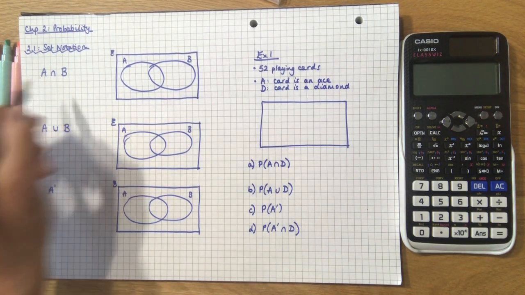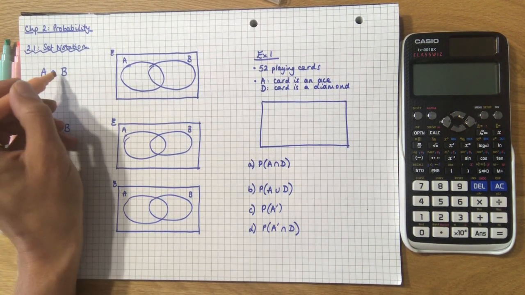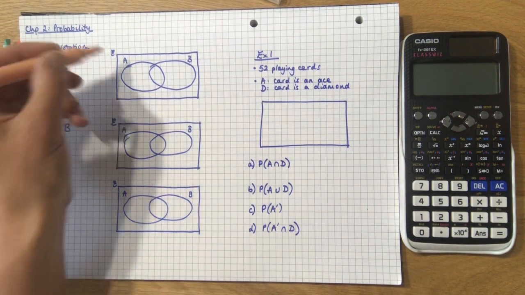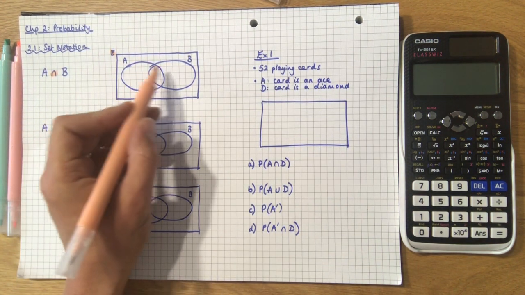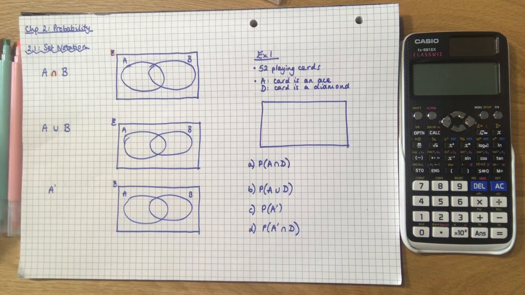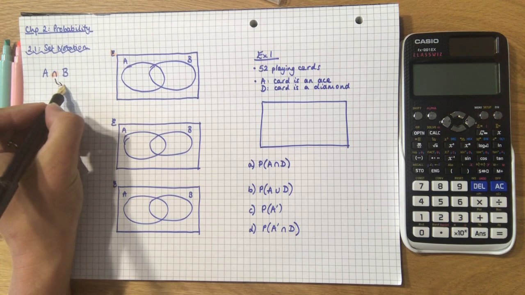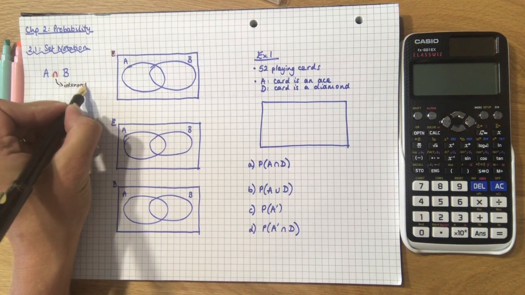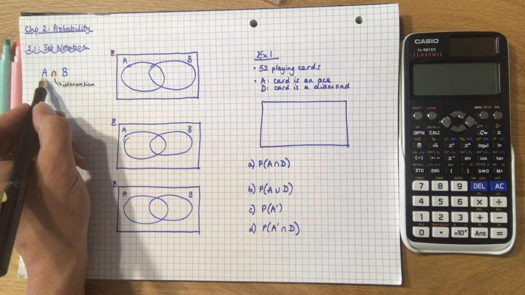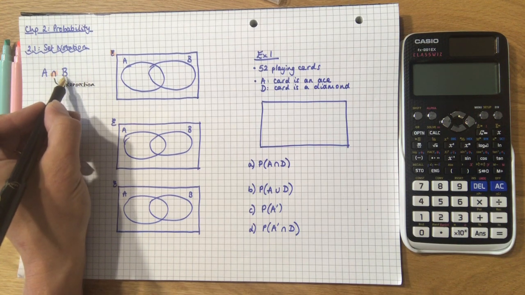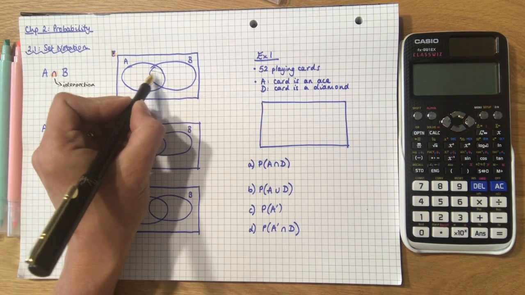So set notation is things like these symbols here and this symbol here, and using symbols to represent the relationships between sets of numbers and sets of events or outcomes. So, for instance, this symbol here represents the intersection of sets A and B. Now, the intersection of sets A and B is the place where A occurs and at the same time B occurs. So that's this bit here.